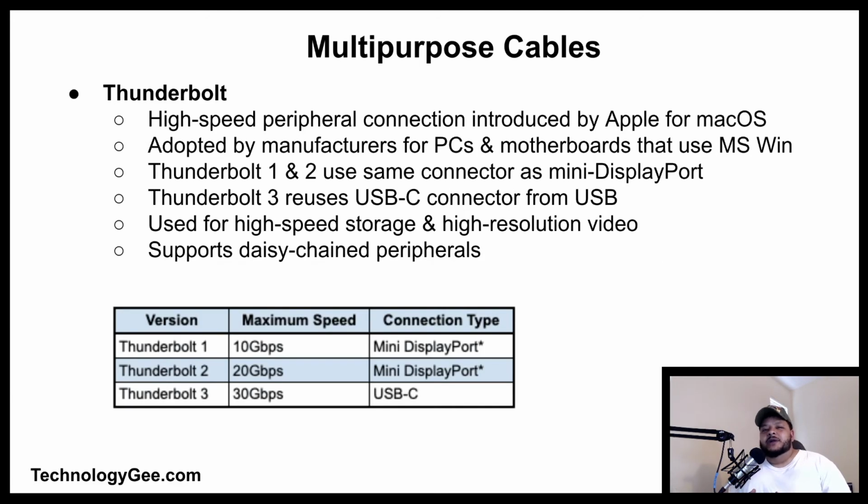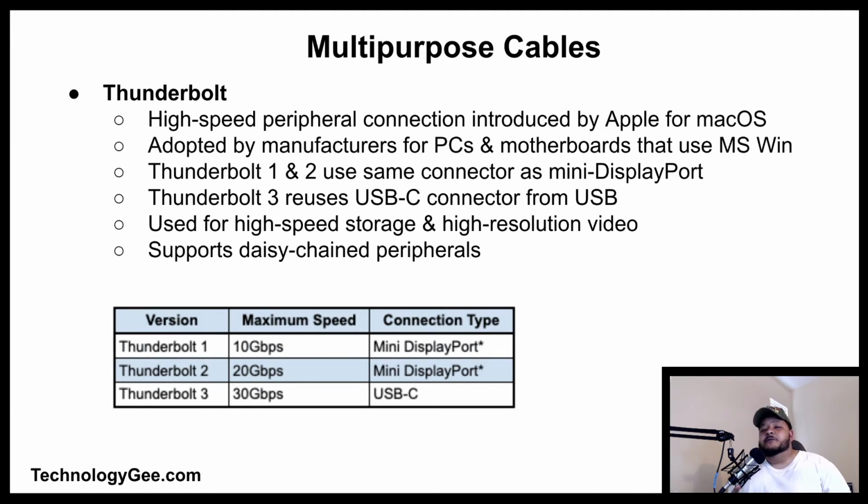Next, we have Thunderbolt, and Thunderbolt is a high-speed peripheral connection standard originally introduced by Apple for its Mac OS desktop and laptop computers. Thunderbolt has also been adopted by some manufacturers of computers and motherboards that use Microsoft Windows. Thunderbolt allows the connection of external peripherals to a computer. Thunderbolt 1 and 2 use the same connector as the mini DisplayPort, whereas Thunderbolt 3 reuses the USB-C connector from USB. Thunderbolt is also used for high-speed storage, including external drives, network-attached storage, and RAID, as well as for high-resolution video. Thunderbolt also supports daisy-chain peripherals.